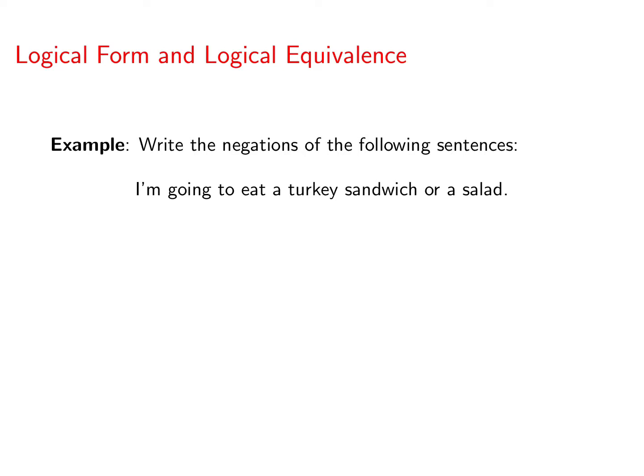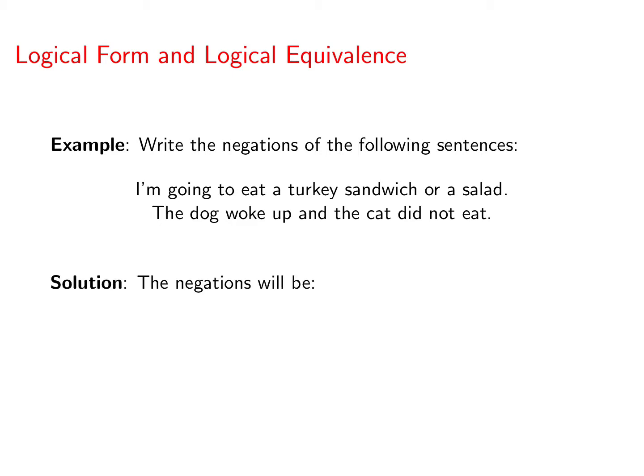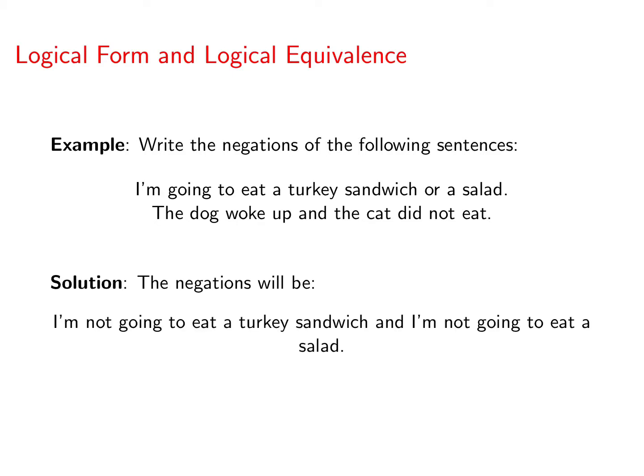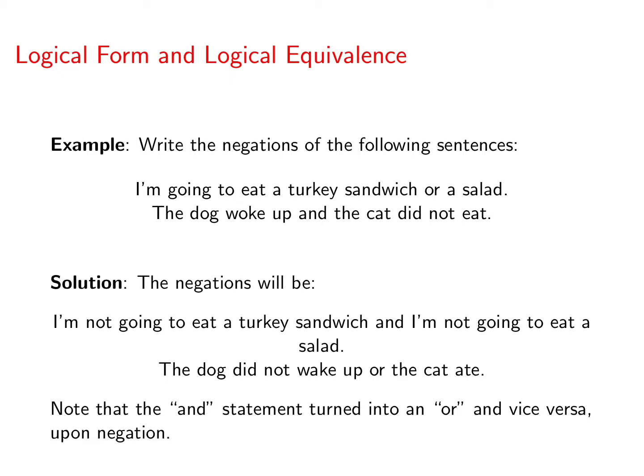Let's write some negations of some sentences. I'm going to eat a turkey sandwich or a salad. So the negation is, I'm not going to eat a turkey sandwich and I'm not going to eat a salad. The other one is, the dog did not wake up or the cat ate. So notice that whenever we negate an OR, it turns into an AND. When we negate an AND, it turns into an OR. And then we have to negate the component parts. ANDs turn into ORs, ORs turn into ANDs upon negation.